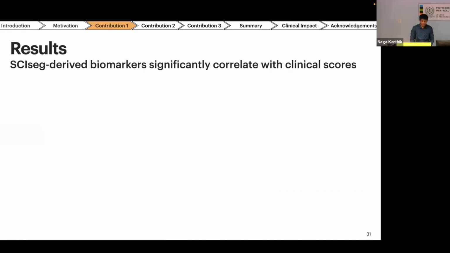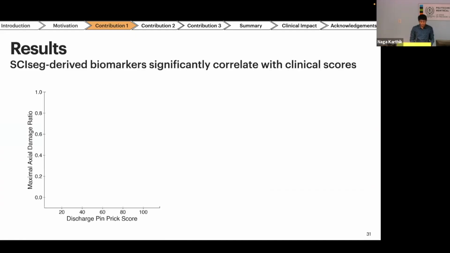automatically derived significantly correlated with the clinical scores. So for example, here we are plotting the axial damage ratio that I've just mentioned, and on the x-axis, we have a pinprick score.